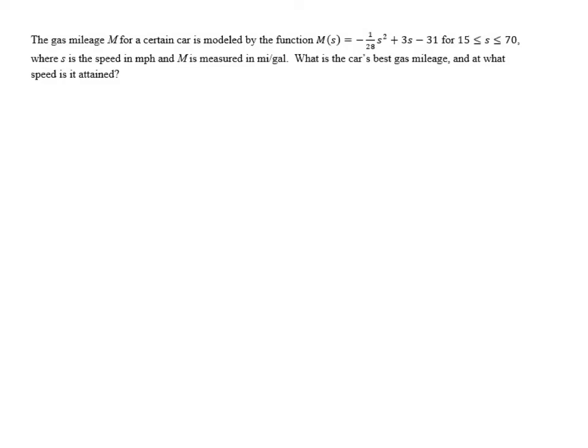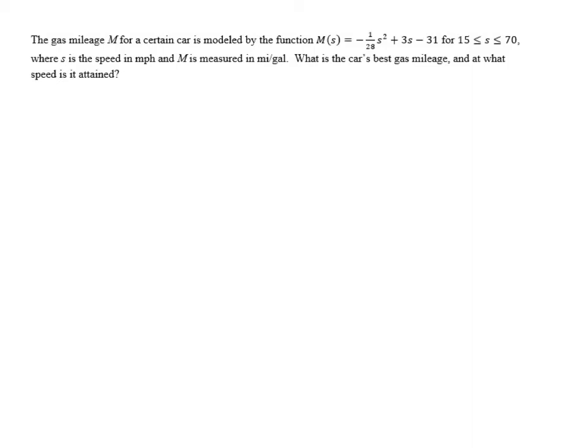The gas mileage m for a certain car is modeled by the function m of s equals negative 1/28 s squared plus 3s minus 31 for s between 15 and 70, where s is the speed in miles per hour and m is measured in miles per gallon. What is the car's best gas mileage and at what speed is it attained?